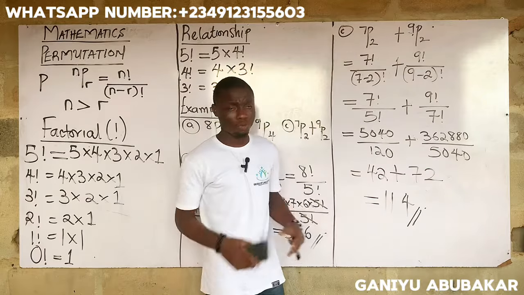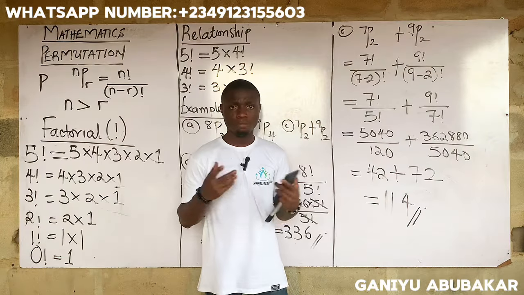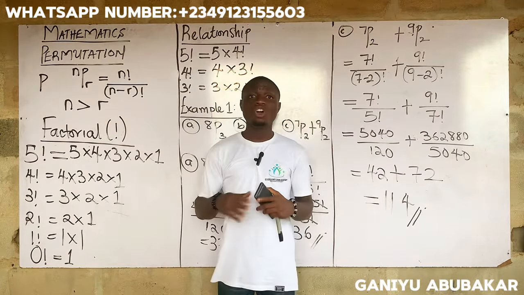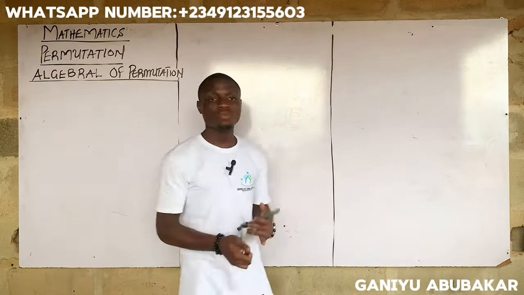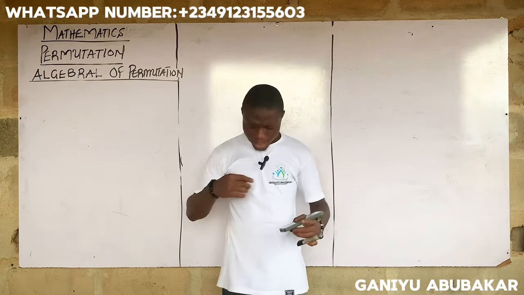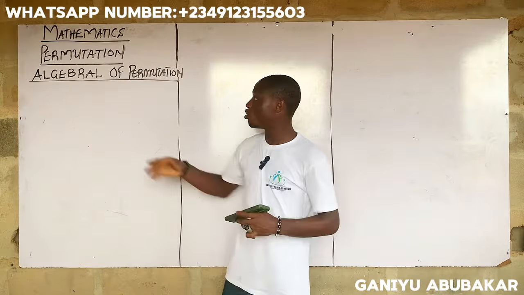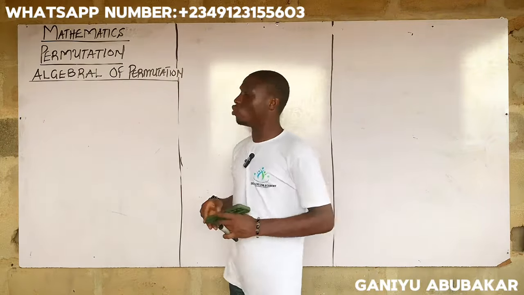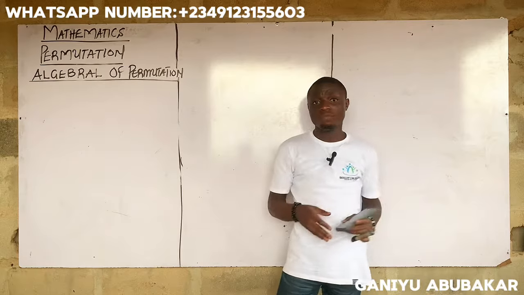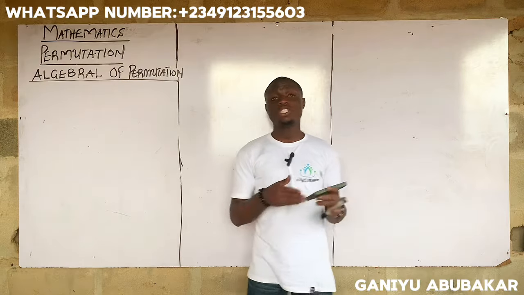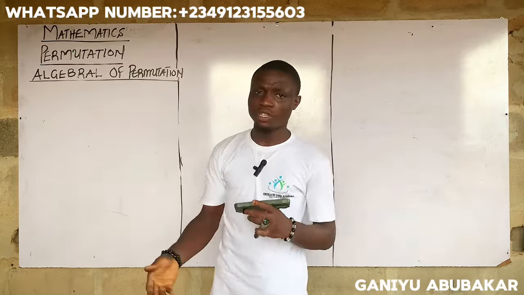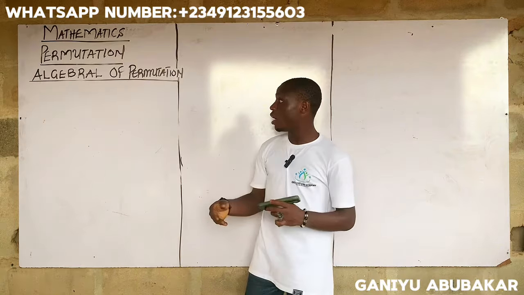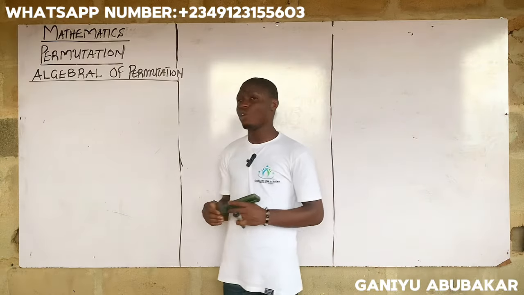That is how to evaluate this particular problem. Let's look at the next case study under permutation, called the algebra of permutation. Welcome back. Let's look at the concept of algebra of permutation. By the algebra of permutation, we mean how to find the value of n in a given permutation question. We'll take some past questions and problems and look at them together, and see how to evaluate problems under the algebra of permutation.